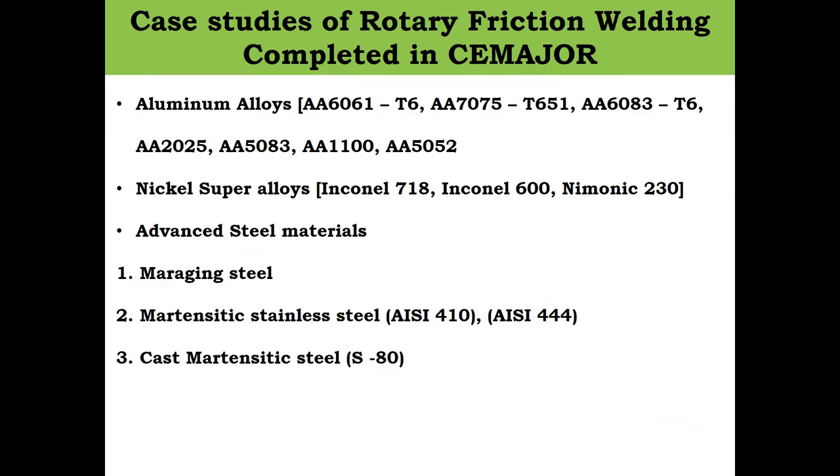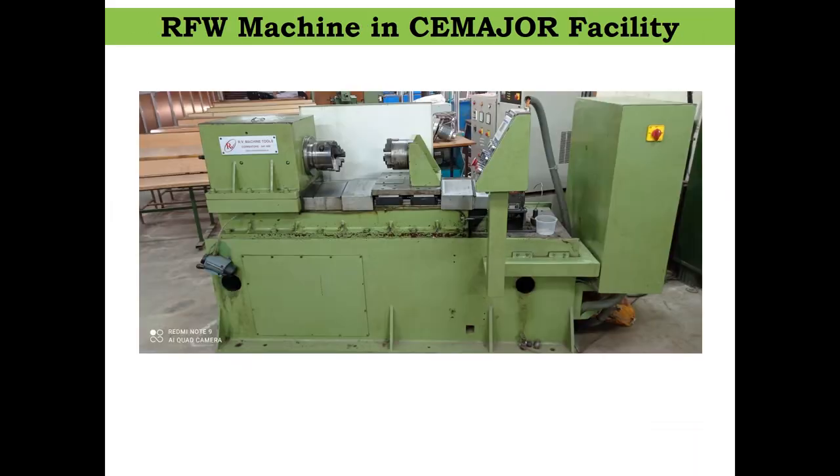for joining nickel Inconel 718, Inconel 600, and Nimonic 230, which is an advanced steel material. Also maraging steel, martensitic stainless steel, AISI 410 and AISI 444. This is a machine available in our center.